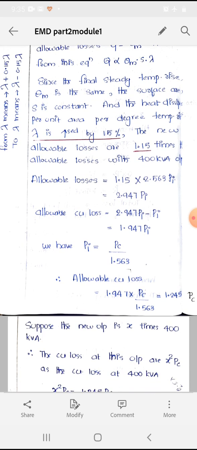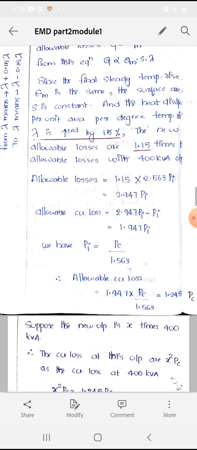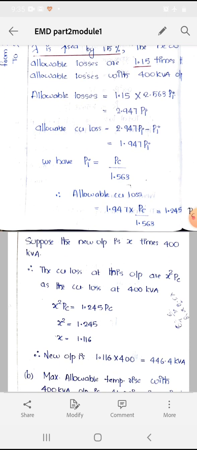Now it is easy to find the new output kVA. Suppose the new output is x times 400 kVA, then the copper loss, x² Pc, is equal to 1.245 Pc. So we got x as 1.116. The new output is 1.116 into 400, which is 446.4 kVA. So this is the first condition.